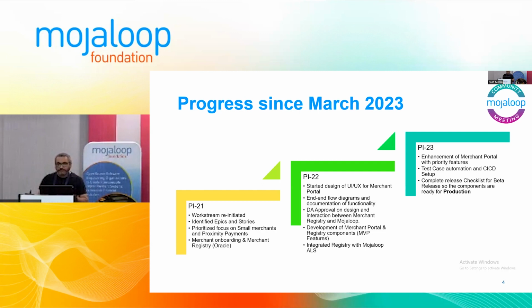And in this PI, we are already working on other features which were part of our backlog, doing test case automation, CI/CD setup, and completing a release checklist, which was given by Sam to ensure that whatever is developed is production ready. So rather than expanding a lot on functionality first, we are making the thing production ready and then keep on adding features. And all of this has been done between March and now.